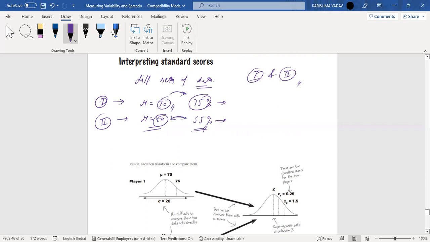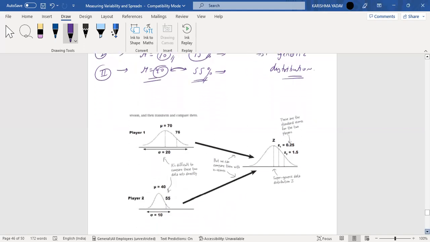Okay, the standard scores make such comparisons possible by transforming each set of data into a more generic distribution. We will see what this generic distribution means. So we can find the standard scores of each player at the practice and see the results of this.